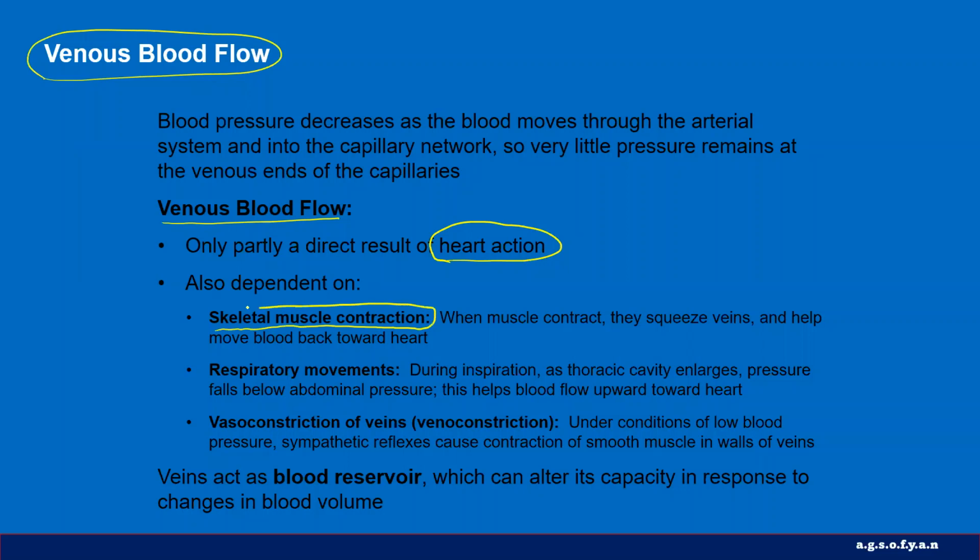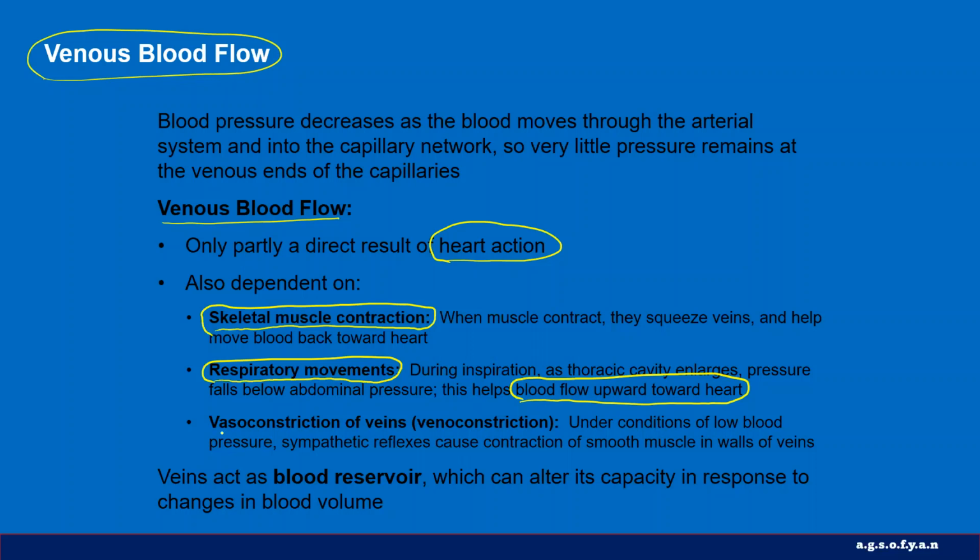contraction. So when we contract our skeletal muscles, when we perform exercise, it can increase the blood flow in the veins. Okay. Also respiratory movement, okay, during inspiration, the thoracic cavity enlarges, pressure falls below the abdominal pressure, and then it helps blood flow back to the heart. So exercise, for example, will also increase our respiratory or breathing rate, and it can also increase the return of blood to the heart through these veins.